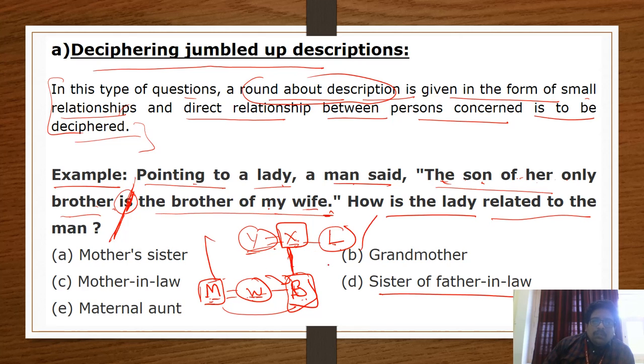Suppose M and L both go to a party, and somebody P will ask M, who is she? So how will M introduce? M will say, L is my father-in-law's sister. How will L introduce M? If P asks L, who is M? L will say, this man is my brother's son-in-law. Getting my point? This is how they introduce people. Hope you are clear with this. If not, please comment. I can explain it again.